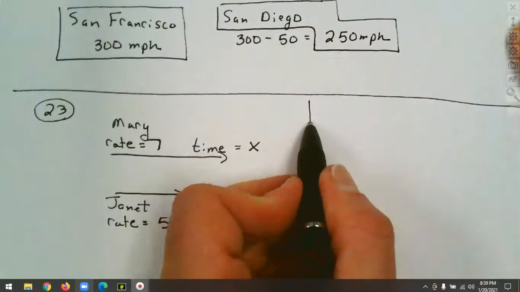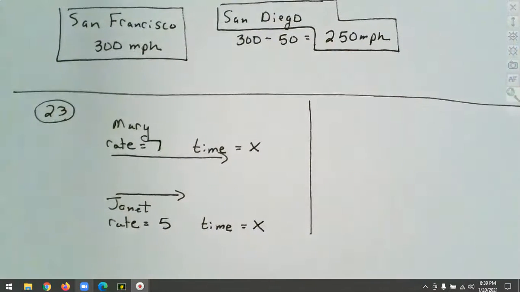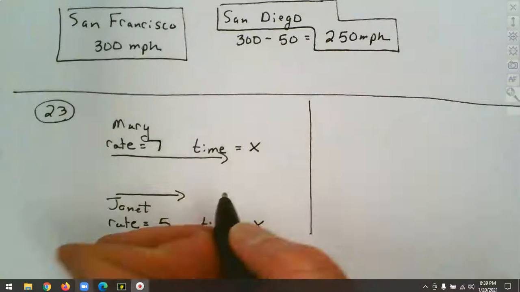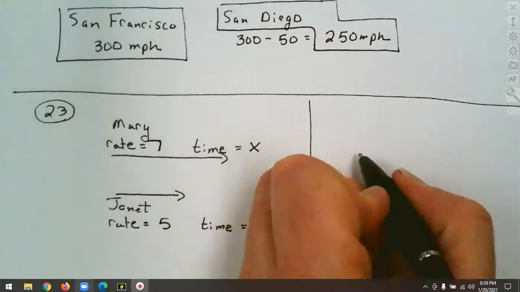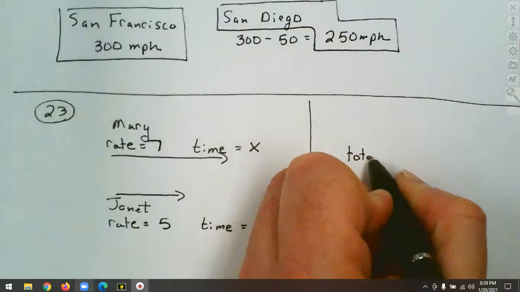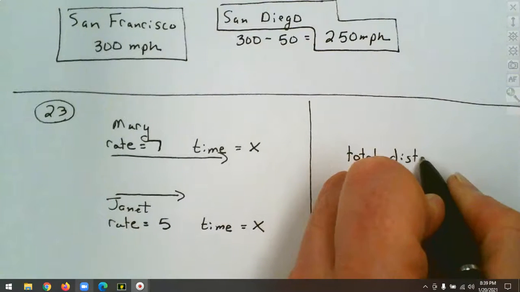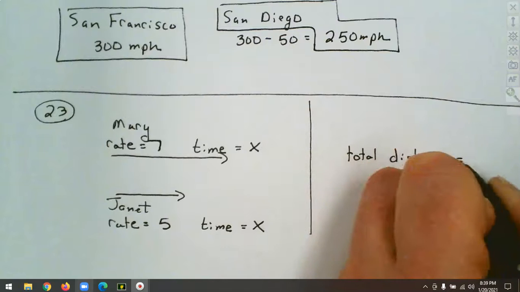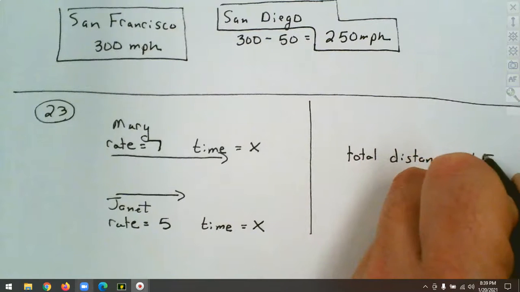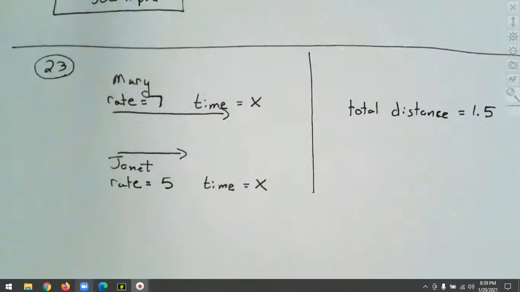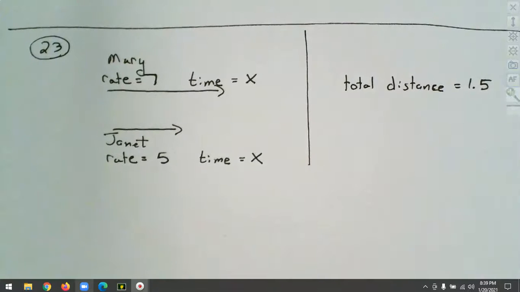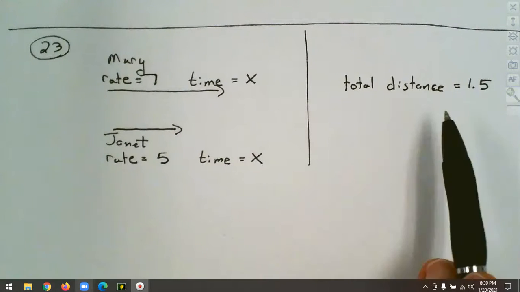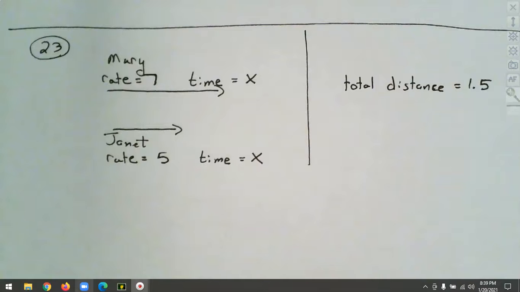And what else do we know from this problem? Start at the same time. How long will it be before they are 1.5 miles apart? So what does that 1.5 miles apart mean? That's your total distance. So the total distance is 1.5. And again, you can split your paper up so it's not so confusing. So we've got our diagram. We know our total distance is 1.5.